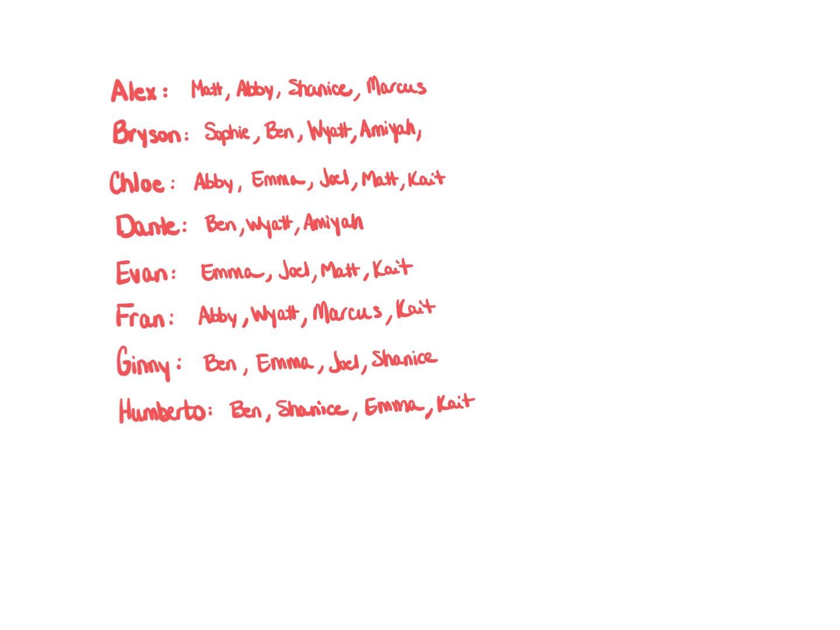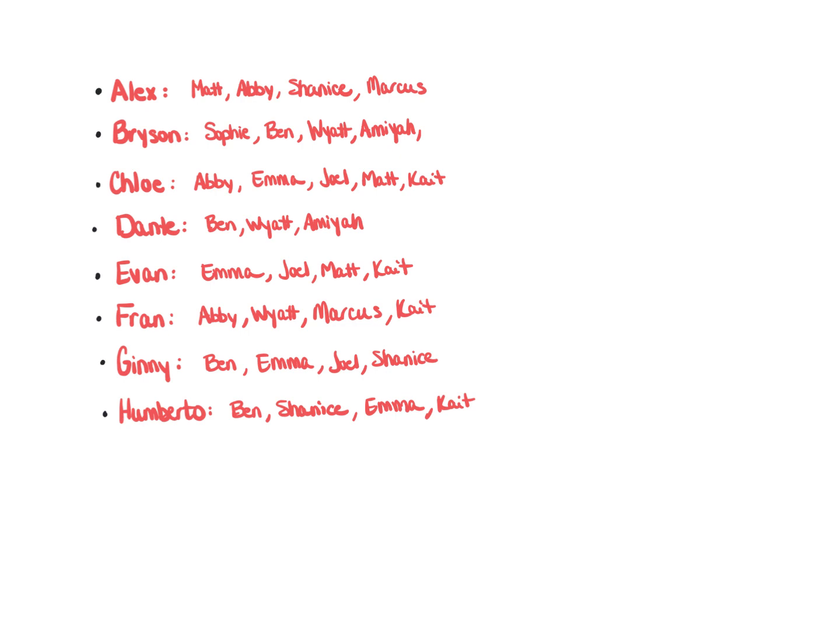Okay, so we can use graph colorings to solve problems about scheduling. So what I have here is a list of people who are graduating. And so each of these people, Alex, Bryson, Chloe, Dante, Evan, Fran, Ginny, and Umberto, are going to have a graduation party. And the people listed next to their names are the people that they're going to invite to their party. And what they want to do is they don't want to cause any of the friends that they have in common to have to choose between one party or another. They'd like to schedule their parties all on different days so that there is no conflict. So how can we use graph coloring to solve this?